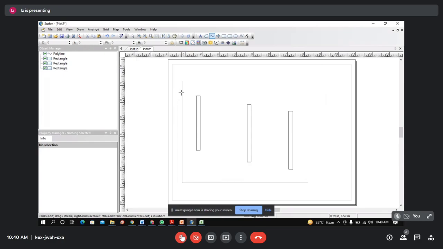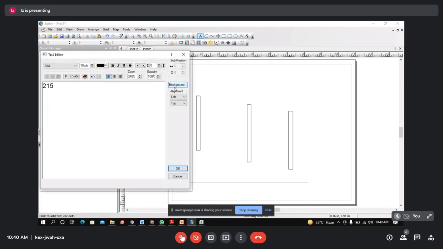So यहाँ पर you will graduate it. For example, 215 till 150.